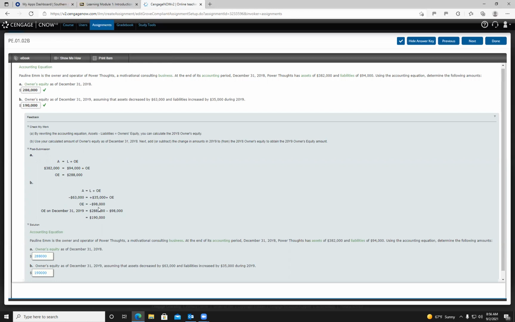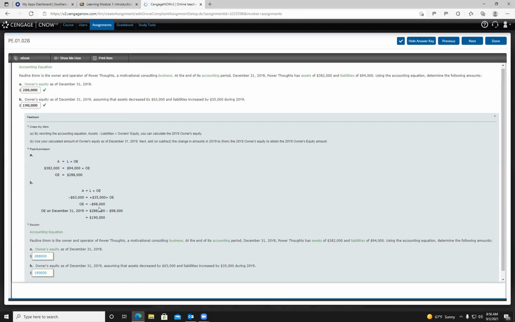Now let's look at B. B is the next year. What they tell you is that assets decreased by 63,000 and liabilities increased by 35,000. The first thing you have to do is, you can do it one of two ways. You can take the 382 and subtract 63,000, and then take the 94 and add the 35, or you can plug it in. You can plug in the 63 as a negative and the 35,000 as a positive to get the difference. And the difference was a negative 98,000.